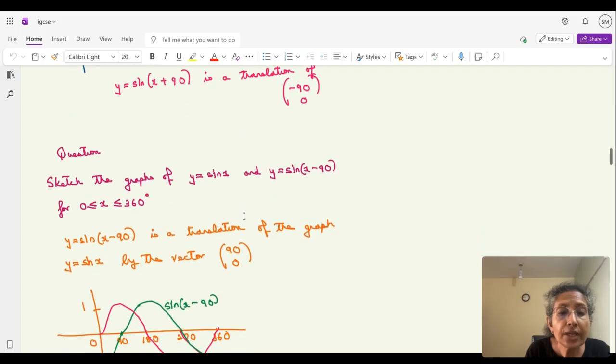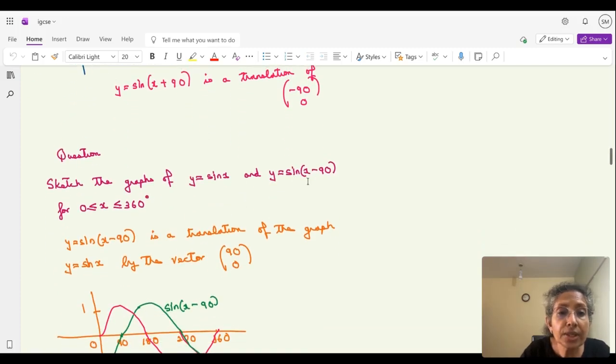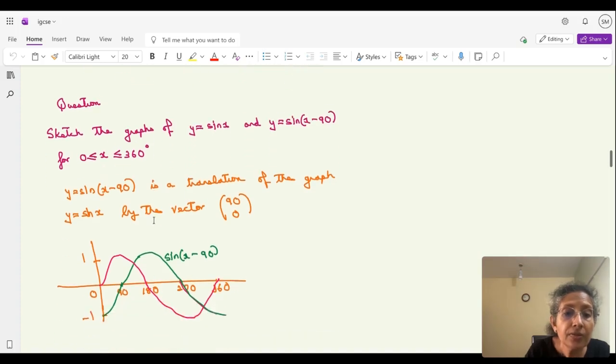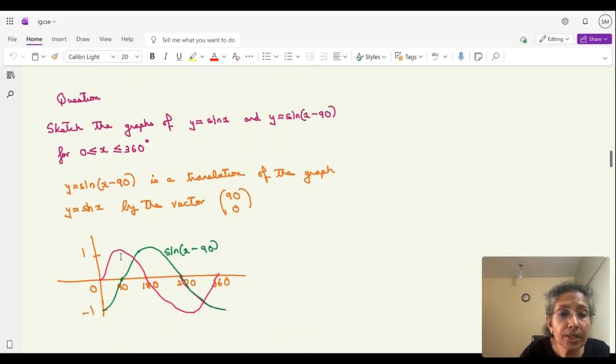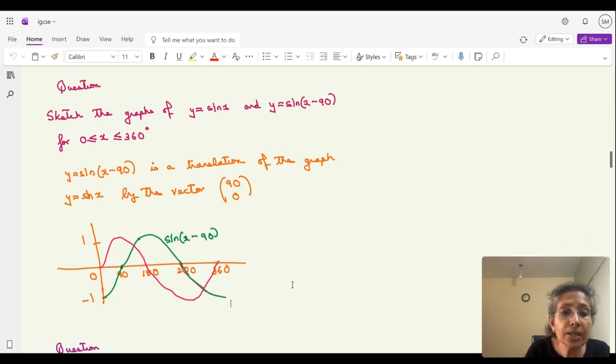Sketch the graph of y equal to sin x and y equal to sin x minus 90 for x lying between 0 and 360. Y equal to sin x is marked here in red, and y equal to sin x minus 90 will be a translation of the graph. It is shifted 90 units to the right. So it goes like this, 90 to 270. So this is the graph marked in green.